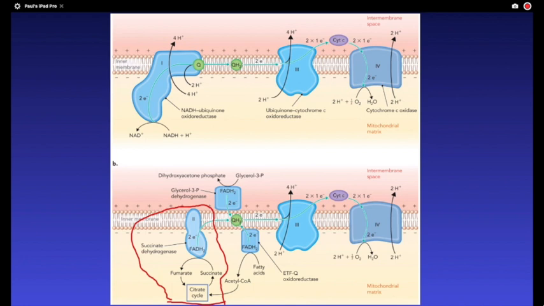Now, there are two other places in which FADH2 can come in. One is when I degrade fat. We haven't got there yet, but we're going to. FADH2 is synthesized in the degradation of fat, and it has its own protein that will deliver it to Q. So it still gets to QH2, and it still pumps no protons out.